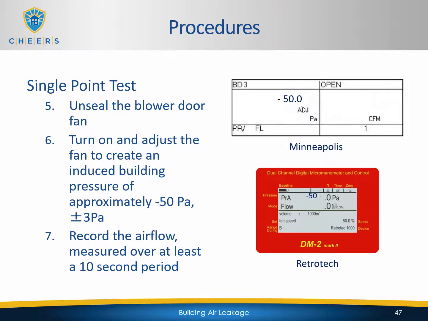Once you've done all that, you're going to unseal the blower door fan. You're going to turn on and adjust the fan to create an induced building pressure of approximately -50 pascals. So -50 is our target. If a -50 pascal induced building pressure cannot be achieved because the blower door fan does not have sufficient flow capacity, then achieve the highest induced building pressure possible with the equipment available. So if you cannot get to -50, do the best that you can. You also might have to change rings around and try different combinations to see what works and what doesn't. Even after you do all that, if you still cannot achieve -50, just record the value that you can get.